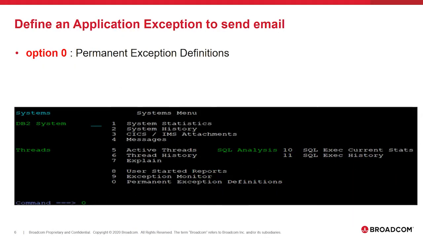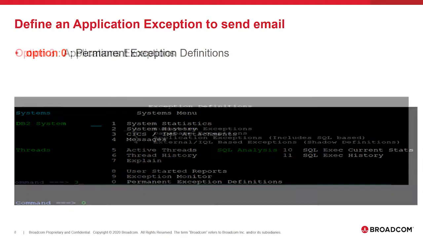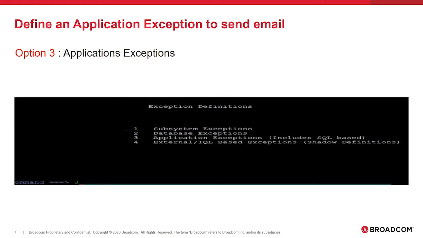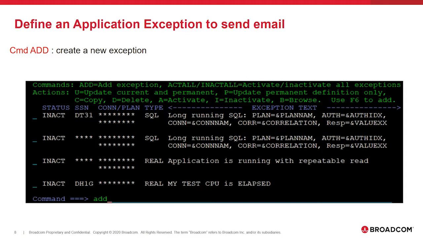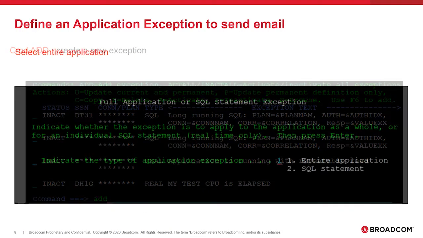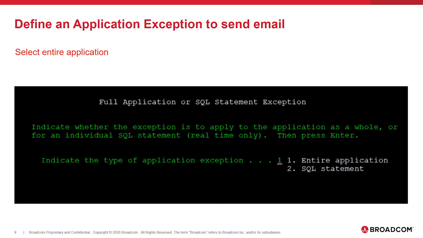Now we can begin to create the application exception to send the mail. With the 0 option, we create a permanent exception definition. Select option 3 to select application exception. Then, with the command ADD, I can insert a new exception. Indicate the type of application exception, type 1.